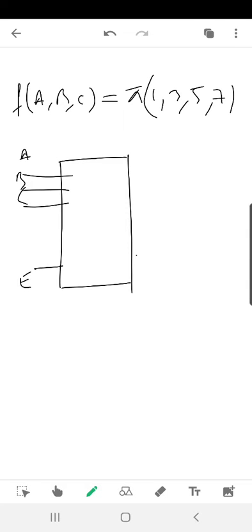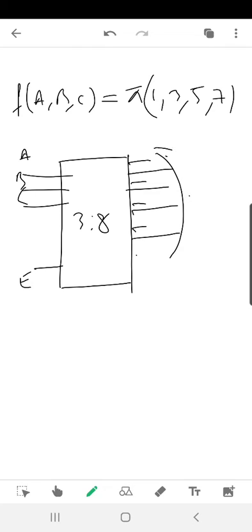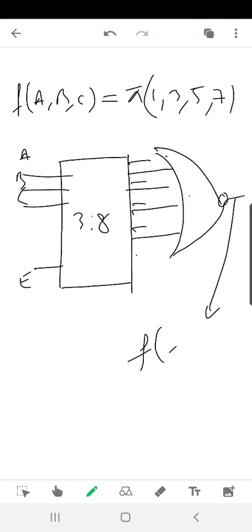Enable should be 1. It is a 3:8 decoder. This is Y0, we require Y1, then we require Y3, Y4, we require Y5, then it is Y6, we require Y7. 1357. So we need to put all these 4 outputs through a NOR gate. So we will actually use a NOR gate, and at the output of the NOR gate we will get this function ABC. It is simple as that. We just need to do this, nothing to change.